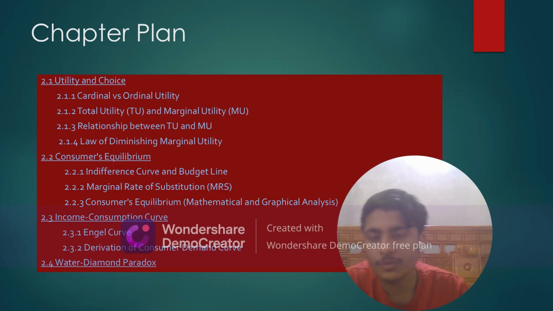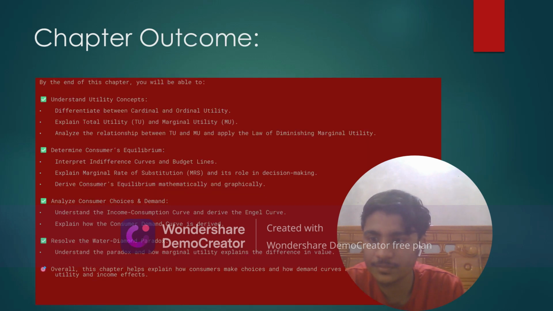Chapter Plan: 2.1 Utility and Choice, 2.2 Consumer Equilibrium, 2.3 Consumption Curve, and 2.4 Diamond Paradox. Chapter Outcome: By the end of this chapter, you will be able to understand the utility concept, determine consumer equilibrium, analyze consumer choice and demand, and resolve the water-diamond paradox.